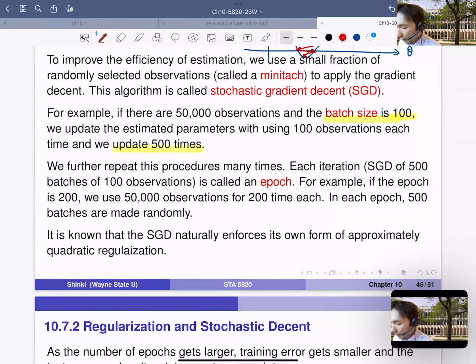And so basically we run 500 updates for the full data set, but we repeat this procedure several times, for example, 200 times. Each such procedure is called an epoch. So one epoch consists of 500 batches of 100 observations each. We typically use hundreds of epochs to get the estimation. That means we use the 50,000 observations 200 times.